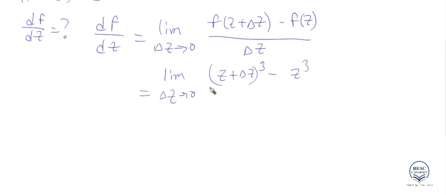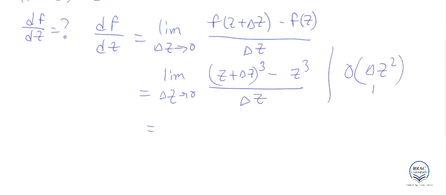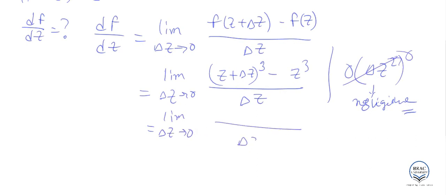minus z cube by del z, and in this kind of case this del z is very small, and it also approaches 0. So anything of order del z square is negligible. The way we write this is order del z square, these are negligible. So we just ignore them, we just take them to be 0 by default.